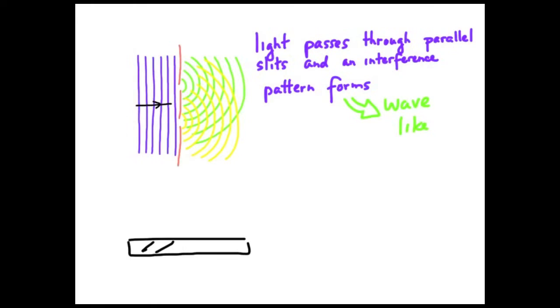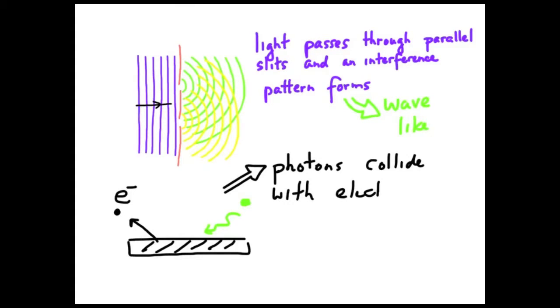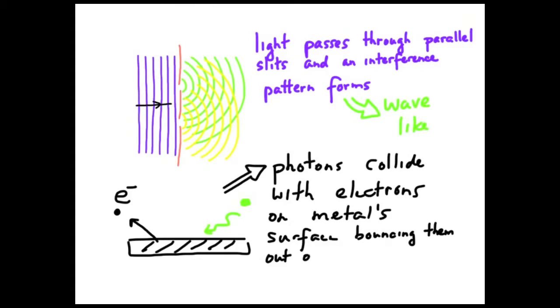Another physical phenomenon involving light. Here's a photon shown in green coming down and bouncing an electron out of a metal. It's called the photoelectric effect. And certainly that photon passes momentum to the electron and makes it hop out of the metal. That is a particle-like behavior of light. So two phenomena, light behaves like a particle and a wave.